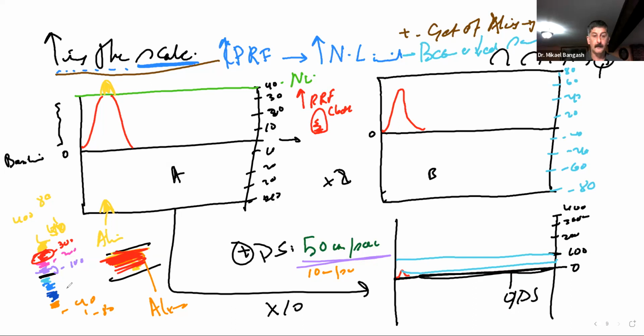But as you increase the scale, practically, how do we do it? We just increase our PRF. The plus point is that that's probably one of the easiest ways by which we increase our Nyquist limit. Because it's going to directly say that before we were only able to record up to 40 centimeters per second.